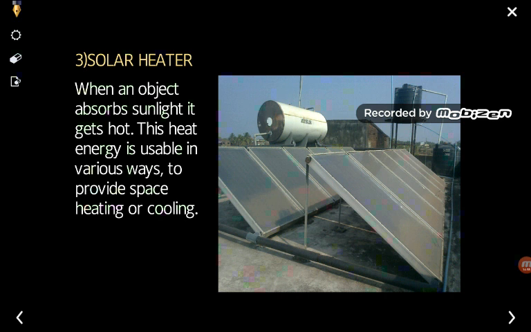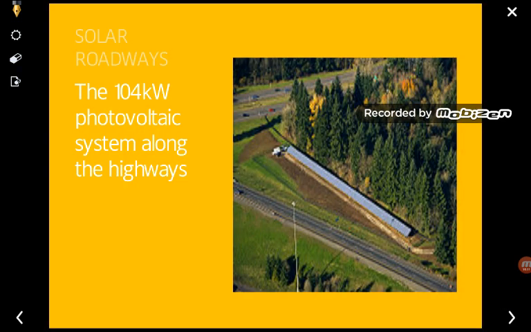So solar heater, solar means solar energy is utilized to heat any substances like water. So when it is used to heat the water, it is said to be a solar water heater. Next is solar roadways. Here the 104 kilowatt photovoltaic system along with the highways is utilized, and they can be used along the roadside.